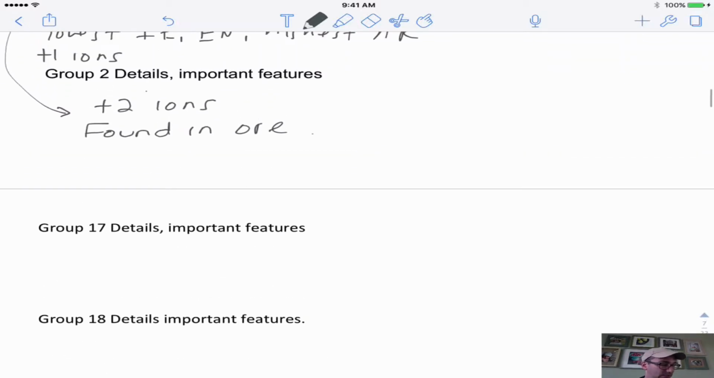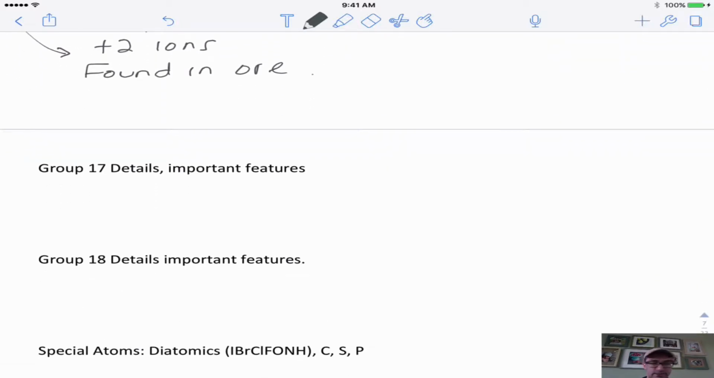So last time we left off with group 2, talking about how they form +2 ions, how they're very similar to group 1, not quite as reactive because they tend to have a slightly greater pull on their electrons. They're less likely to let them go when they react with another element. Most of them are found in types of ores. That means, in rocks and minerals, they need to be isolated and purified.